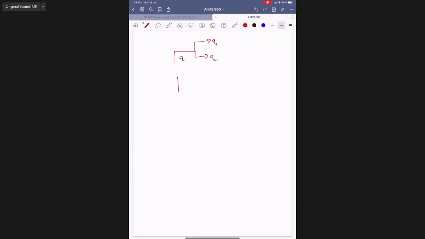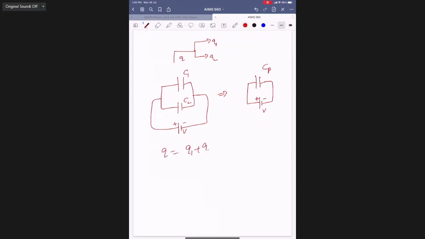Got it? So why unnecessarily use two capacitors? These two capacitors, C1 and C2, can be replaced with a single capacitor C parallel, which is drawing the same amount of charge from the battery. So Q equal to Q1 plus Q2.